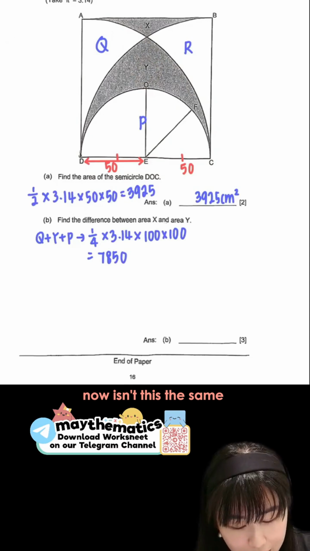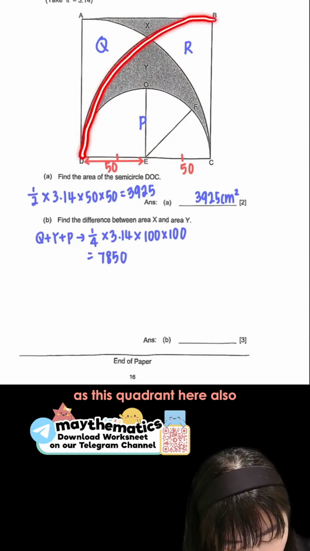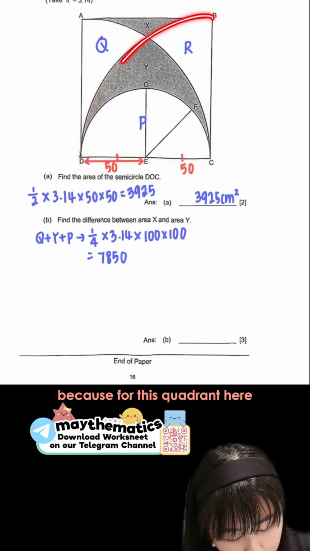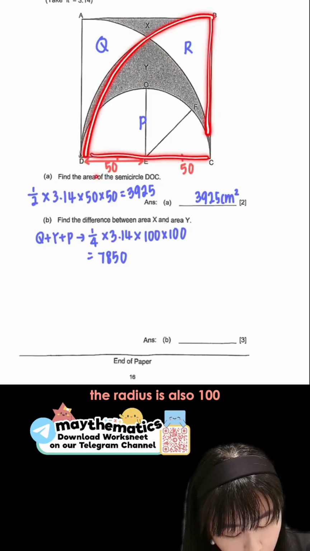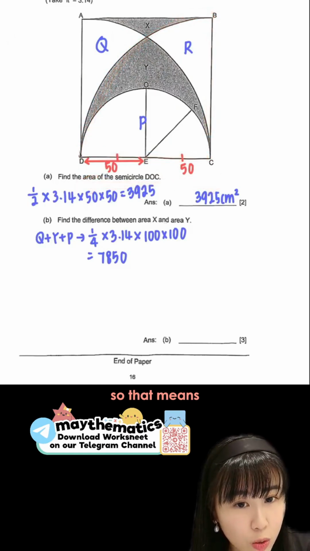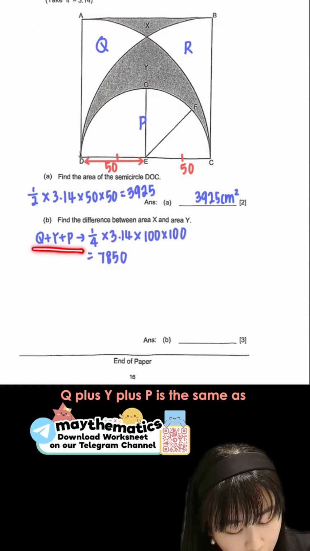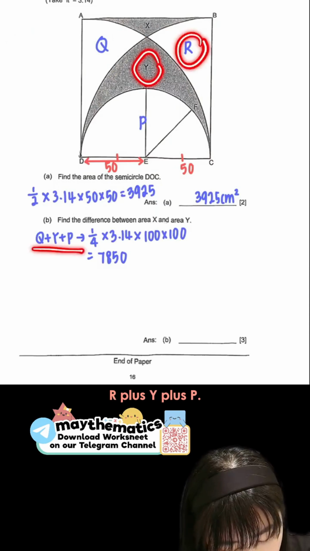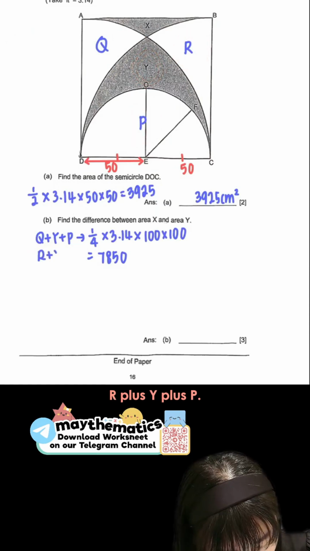Now, isn't this the same as this quadrant here also? Because for this quadrant here, the radius is also 100. So that means Q plus Y plus P is the same as R plus Y plus P.